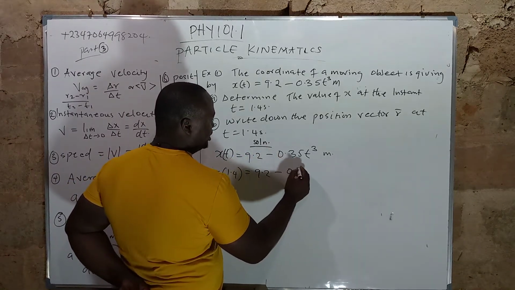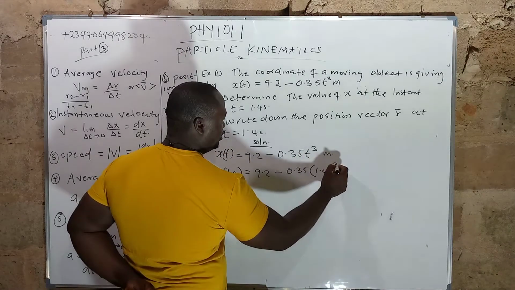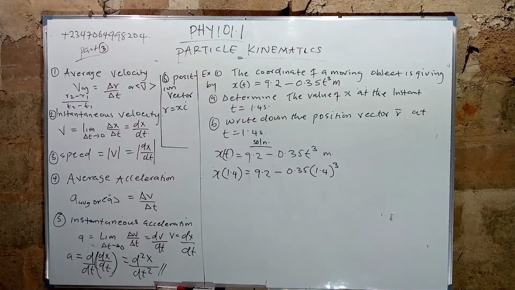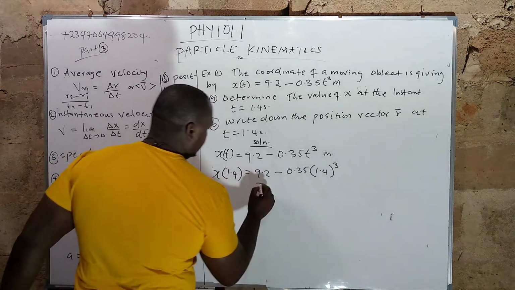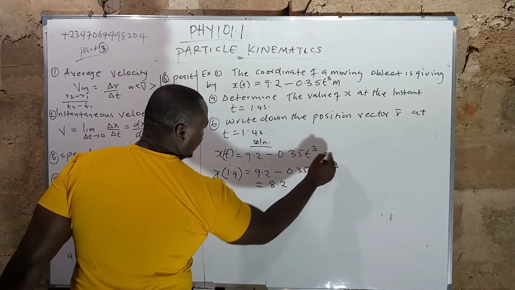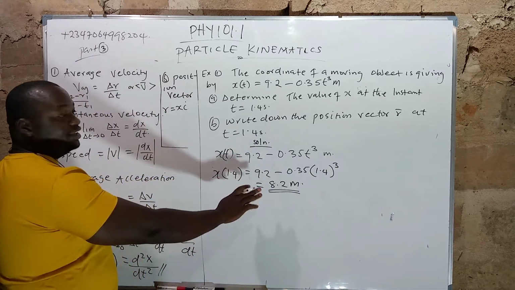So here is 0.35 into 1.4 raised to the power of 3. If you punch your calculator, 1.4 raised to the power of 3, whatever you get, you times it by 0.35, and you minus it from 9.2, your answer here is 8.2, and the SI unit is in meters. That's the answer for this one.